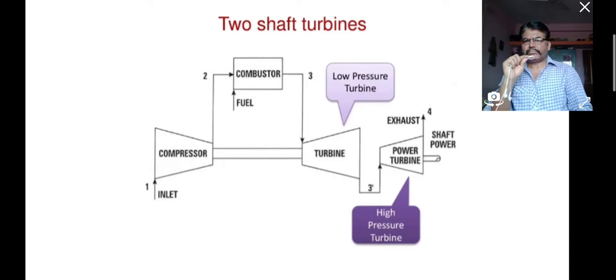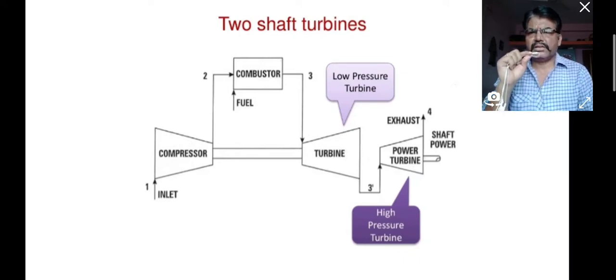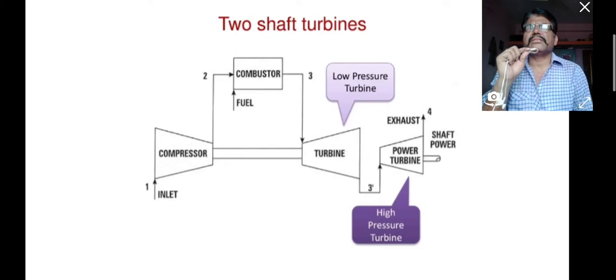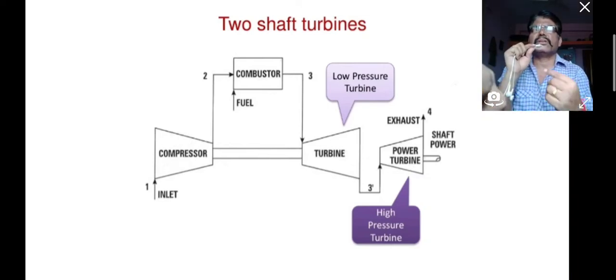In that, this is a two shaft turbine. So as I told you, the cycle consists of compressor, combustion chamber, turbine. One is low pressure turbine, another one is high pressure turbine. So turbine 1 carries a low pressure turbine, and the second turbine which carries the power, so it is called a two shaft turbine.